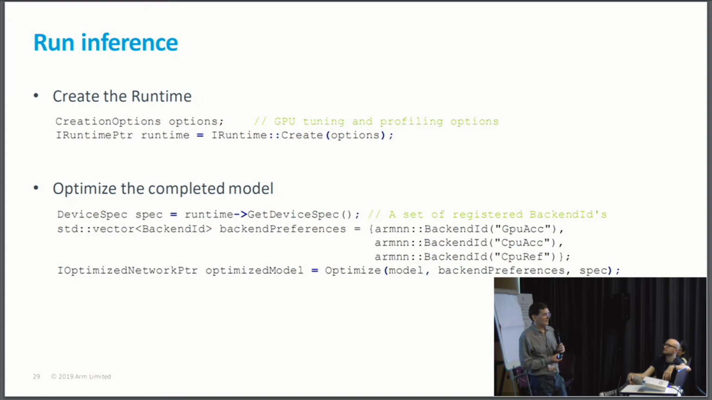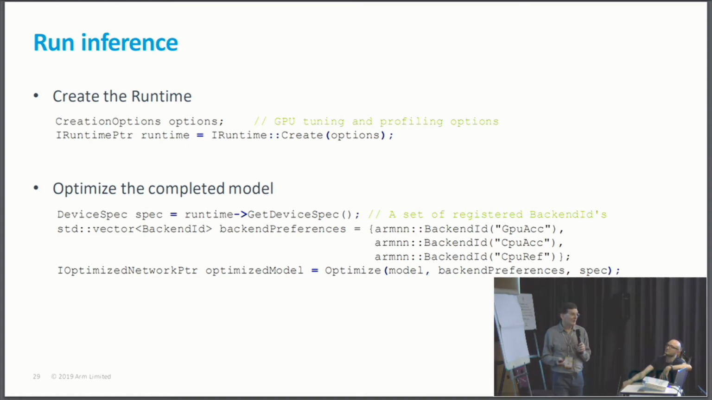So to run the inference, the first thing we have to do is create the runtime. So we have a runtime create static method to actually create the runtime object for you. It can take a number of options in a create options structure, and the only options that this supports are some GPU tuning and profiling options that the Arm Compute library uses for the Neon and CL backends.